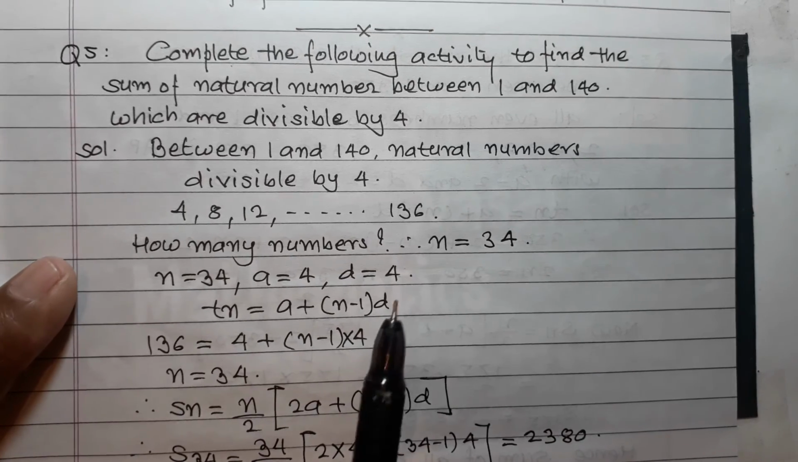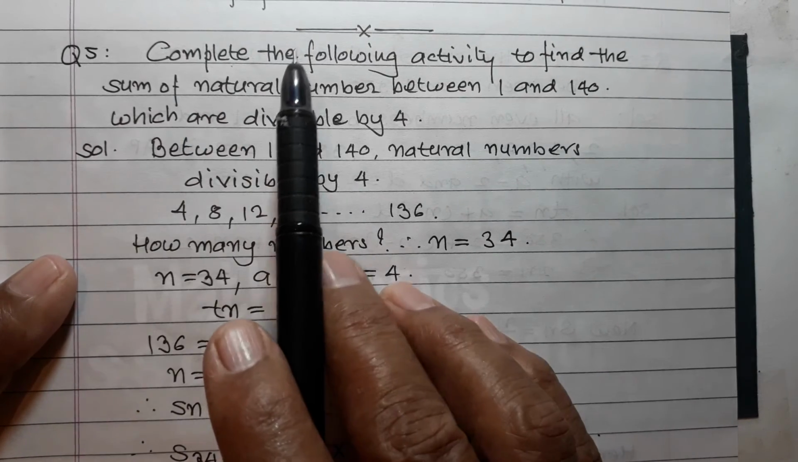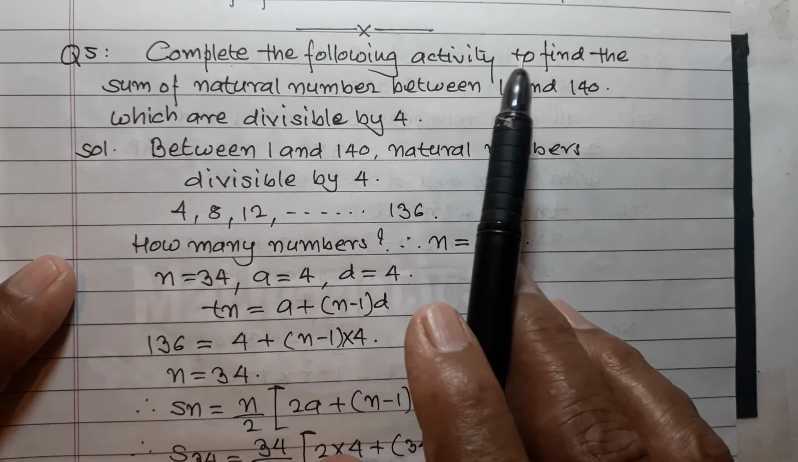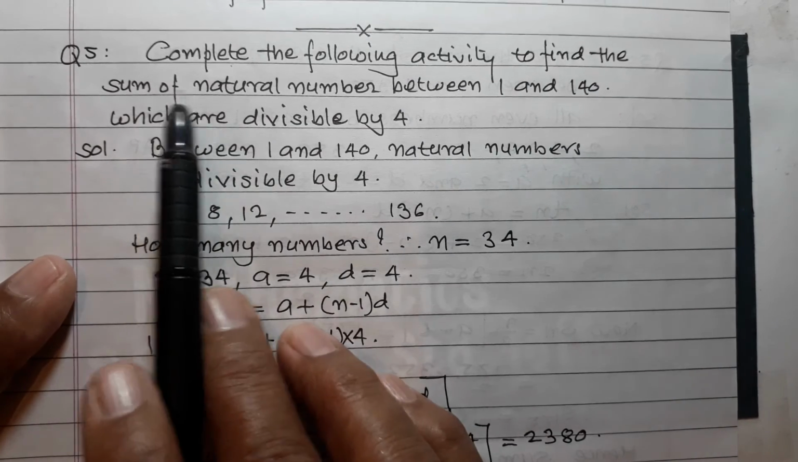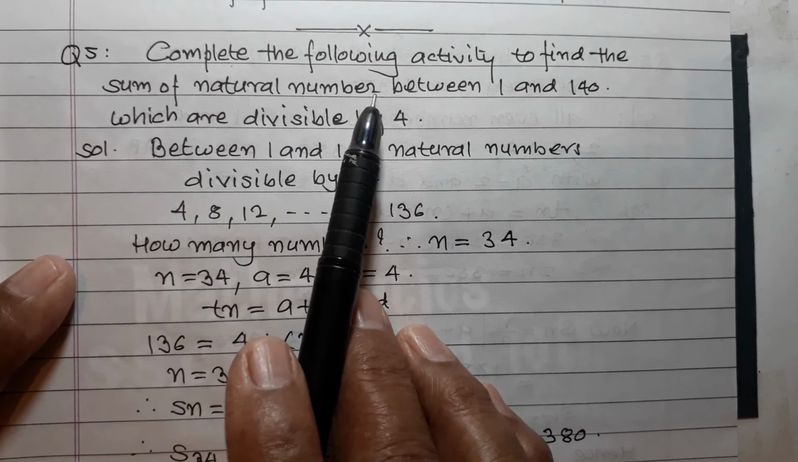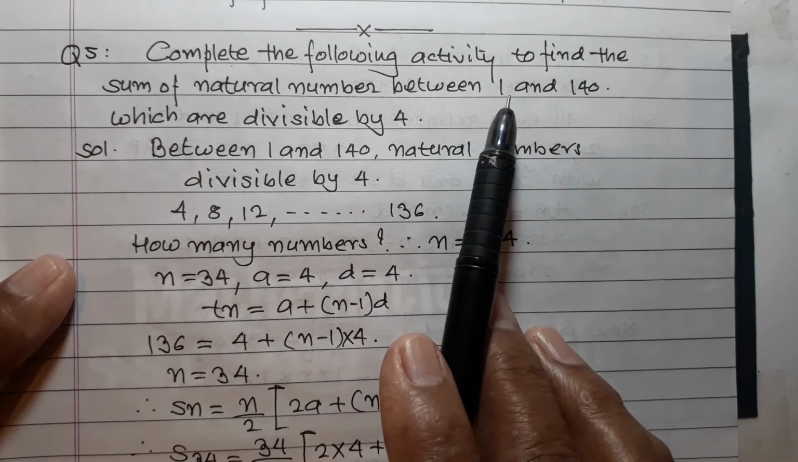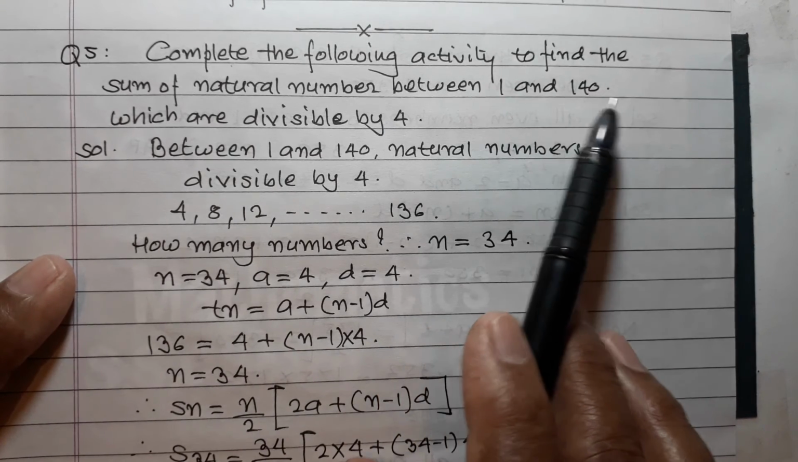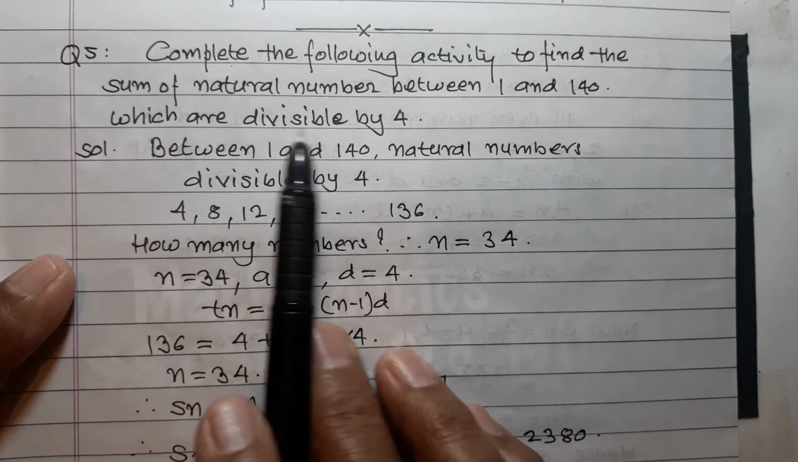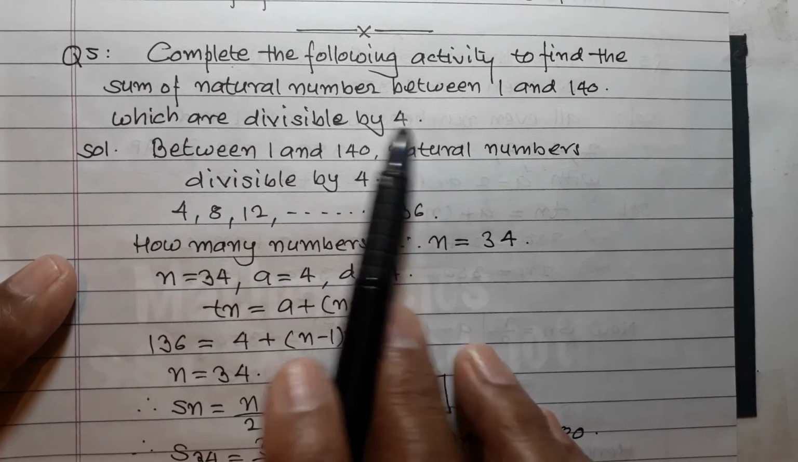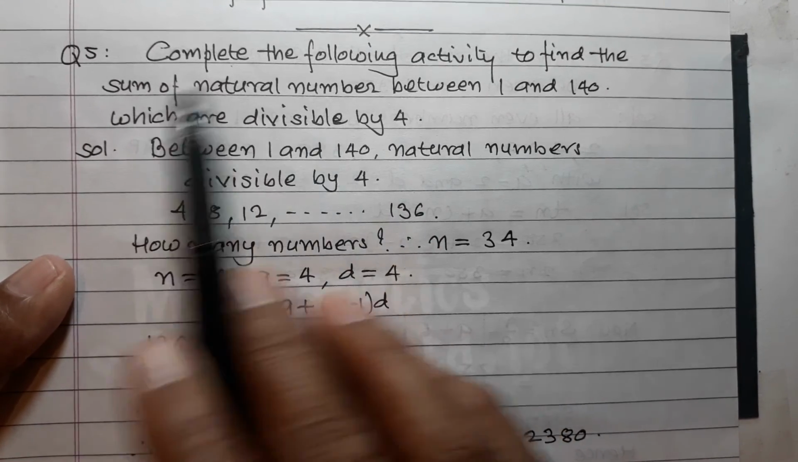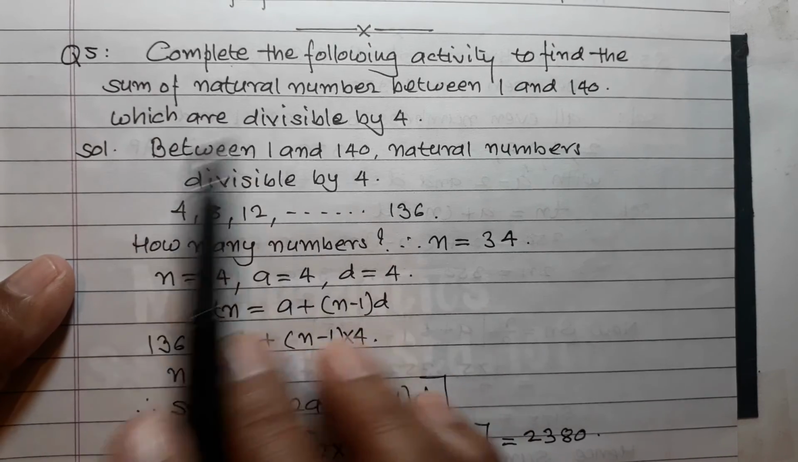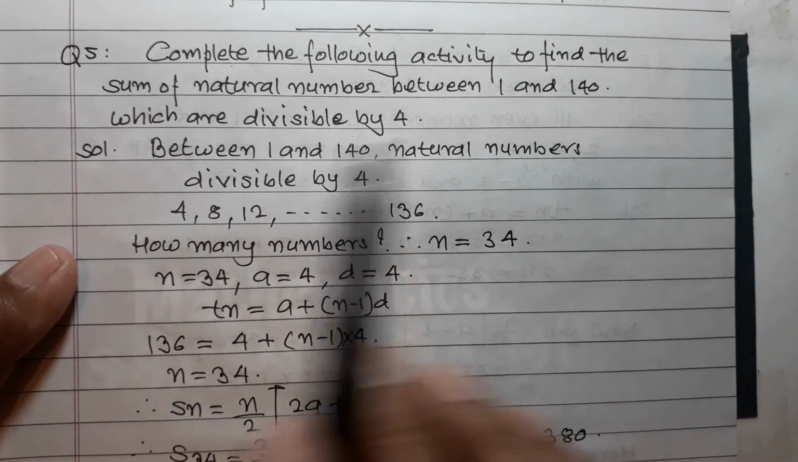Then try to understand one more example. Question number 5. Complete the following activity to find the sum of natural numbers between 1 and 140 which are divisible by 4. Now read this question again and write your given properly. Solution.